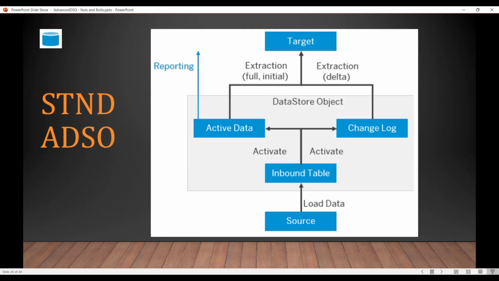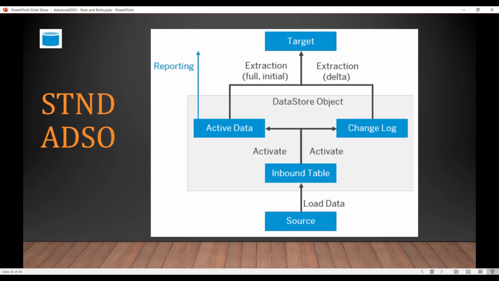So this is the final picture for the standard ADSO. As you can see, the data first gets loaded into the inbound table, and then when you activate it, it goes to the active table and also the change log table if you have selected the change log. If you have not selected it, it will only go to the active data table. And for reporting, it will access the active data table.